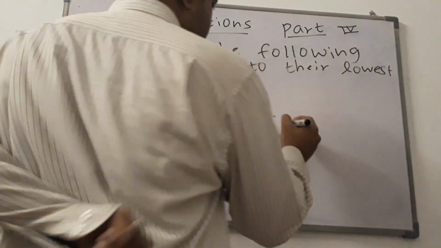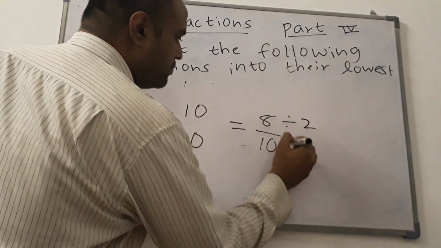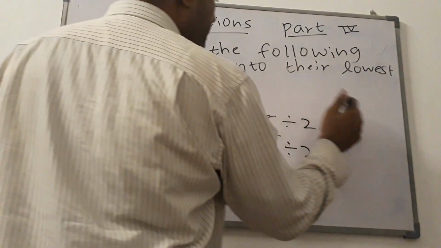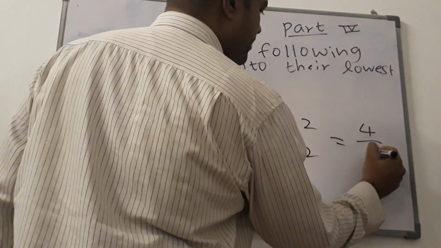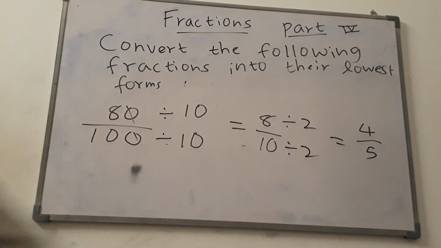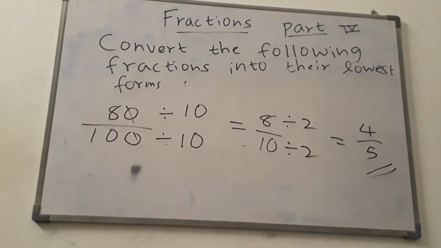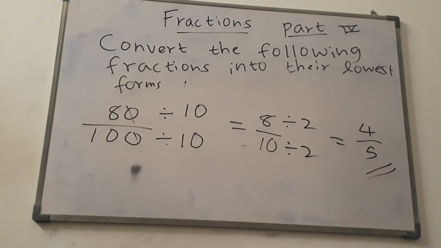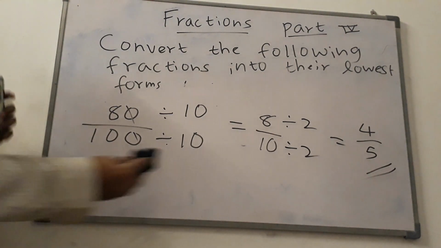Let me see whether I am right or not. We will divide both numerator and denominator by 2. 8 divided by 2 means 4, 10 divided by 2 is 5. So 4 over 5 is the lowest form. If you can't straight away get the lowest form, you can divide the numerator and denominator a couple of times until it gets to the lowest form. Okay, we'll do more exercises.